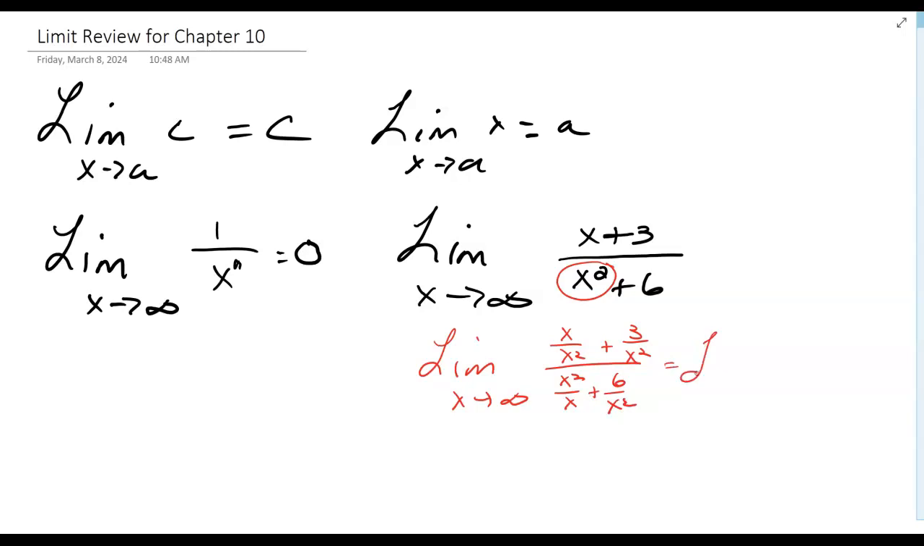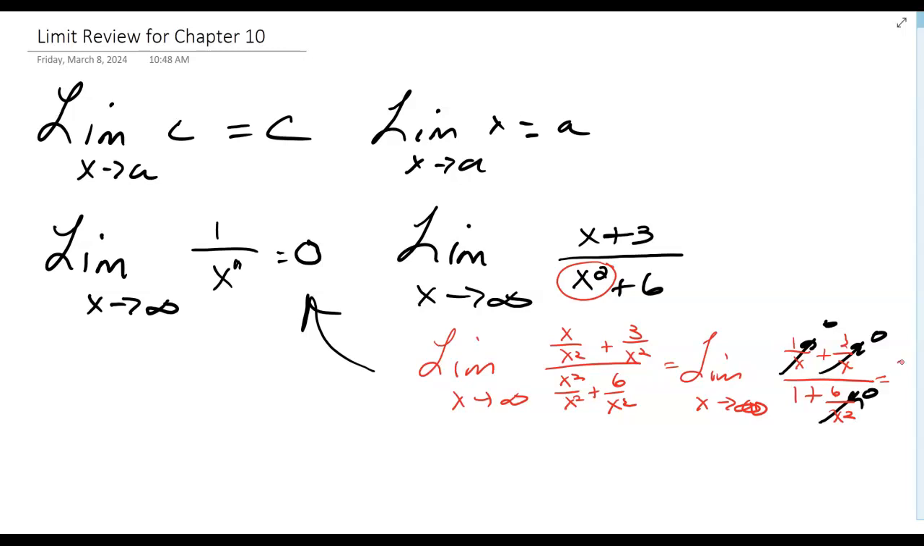This then reduces down to 1 over x plus 3 over x squared, over 1 plus 6 over x squared. Again, this was the procedure we used in Calc 1. And then going back to this idea, that one goes to 0, that one goes to 0, that one goes to 0. You end up with, in this case, 0 over 1, which equals 0.